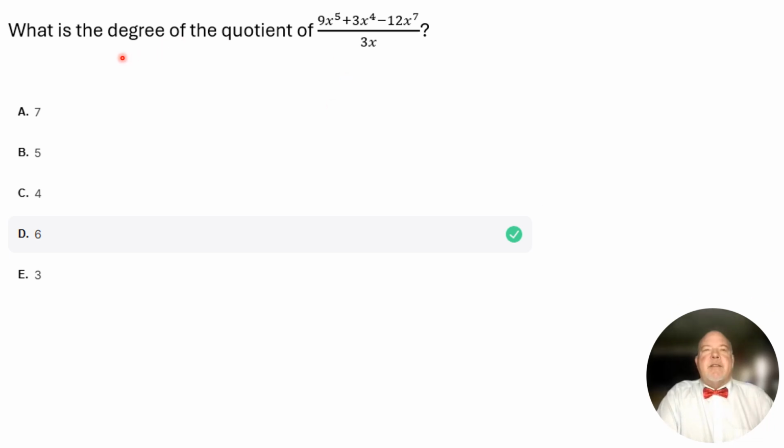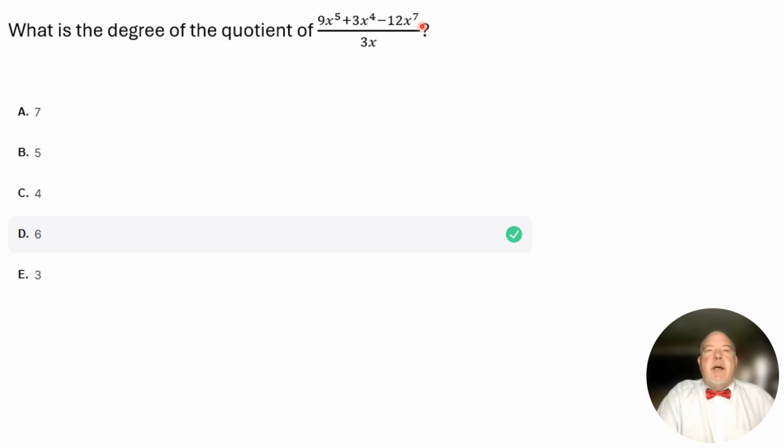In this question, we're asked to find the degree of the quotient of this expression. Now, the degree of a polynomial, let's for a second pretend like this wasn't being divided here. So ignore the 3x. If we were just looking at the numerator here, the way you find the degree of a polynomial is just by looking at the value of the largest exponent. So this numerator is a 7th degree polynomial.